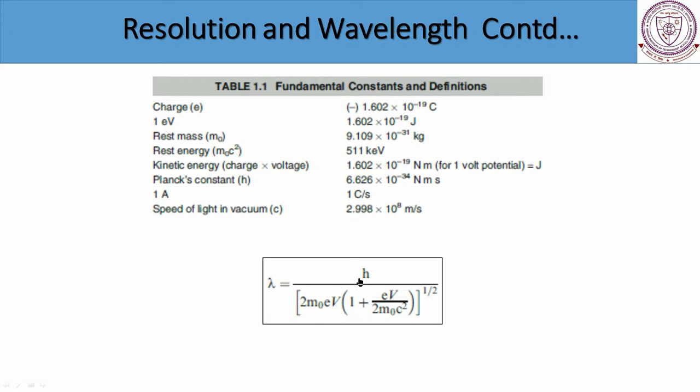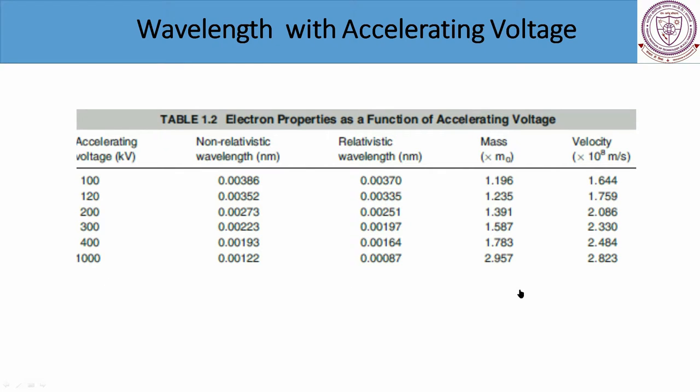This is what wave particle duality is all about. So this lambda is related to the Planck constant and a kind of momentum, the relativistic momentum. From the relativistic momentum, you will be able to know what the lambda is. In the next slide, we give you the table of the relativistic wavelength along with the non-relativistic wavelength that you can have depending on the accelerating voltage.